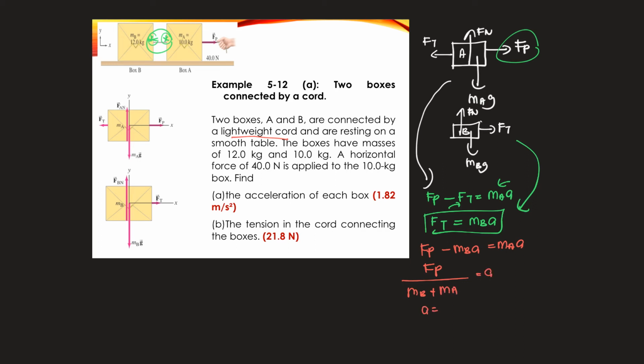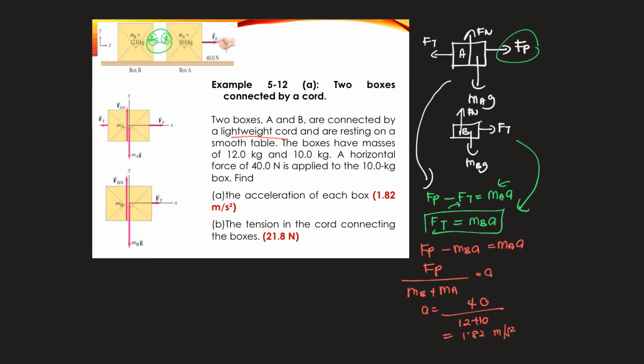So you are going to get your acceleration: FP is 40, MB and MA are 10 and 12. So 40 over 10 plus 12 gives you your answer, 1.82 meters per second squared. Okay, and the question asks you to find the tension in the cord connecting the boxes.